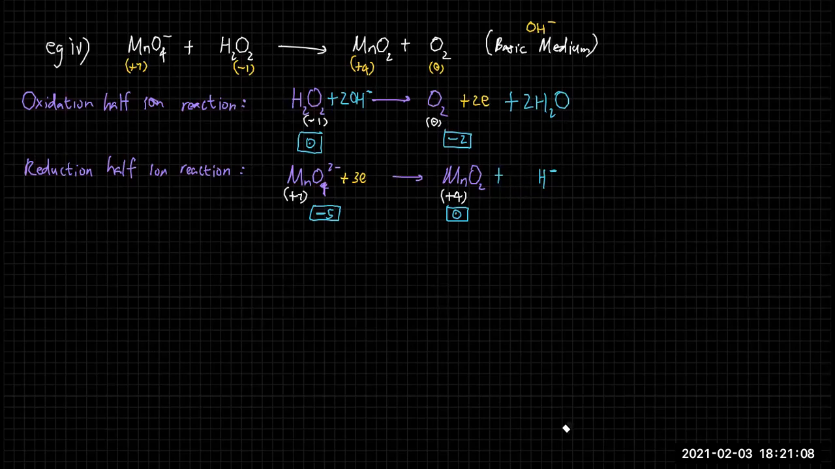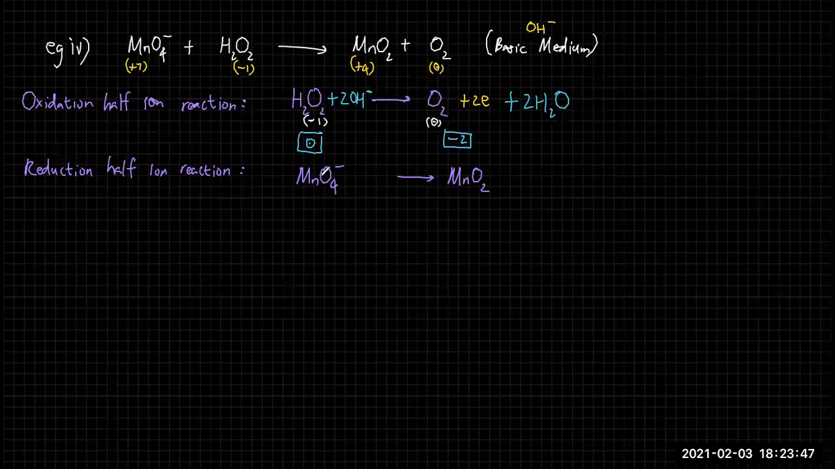When you multiply everything by 2, this will become 10 OH minus. This will become 2. This will become 2. And electrons, you should put 6 electrons. All right, fine. And to balance hydrogen, I have to put 5 water on the left side, because there are 10 hydrogen atoms. So I put 5. And if you look at oxygen atoms, they are balanced, aren't they?